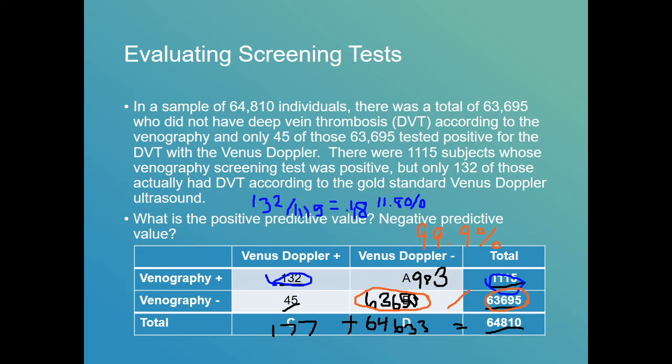So as a clinician, then maybe you would want to use whichever of these is cheaper, and maybe the venography is cheaper. So it may not tell you if a person has a DVT, but it will tell you if they do not have a DVT pretty accurately at 99.9%. So that's what we can take away from the positive and negative predictive values.